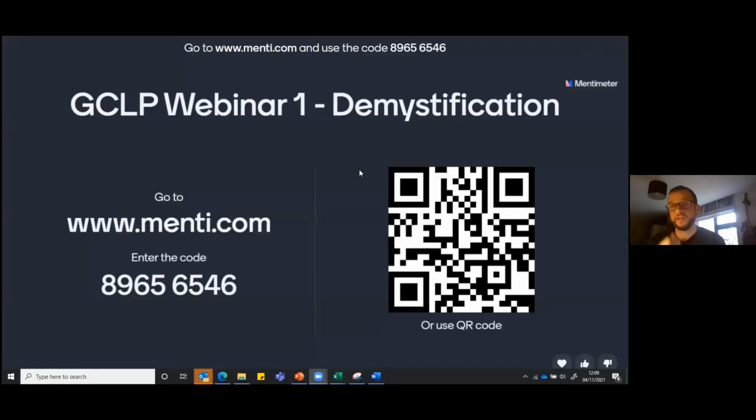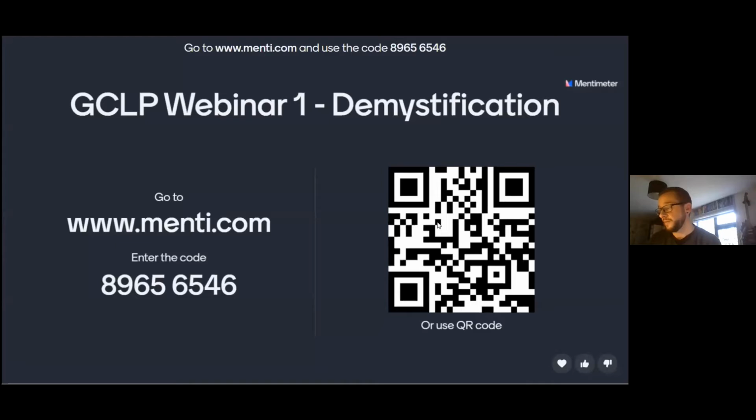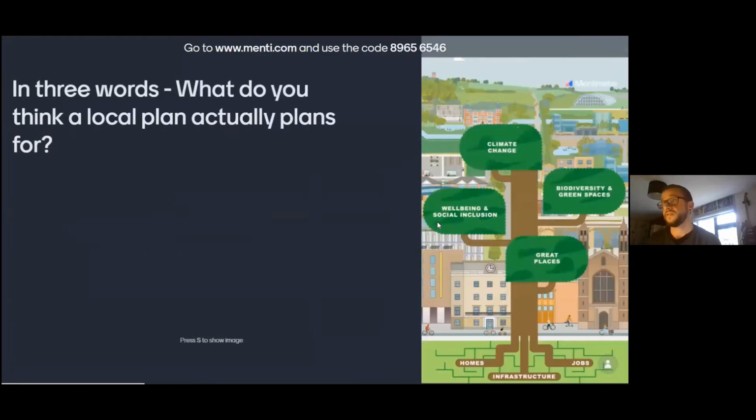So if you can see my screen now, you can do it a number of ways. You can either go to www.menti.com, type in the code, and it will take you to the page, or you can use this QR code that you can see now, and hopefully you can all see that. So what we're going to do is I'm going to move to the first question on Mentimeter, which is this. So for everybody, and hopefully when you start putting your answers up, you should be able to see them come up on the screen.